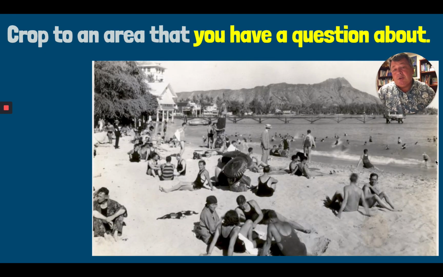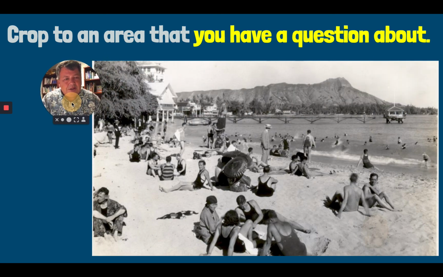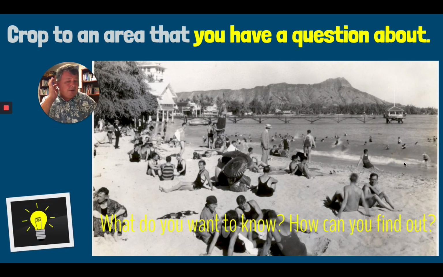Here's a great crop it question. Crop to an area that you have a question about. Maybe you've already cropped it down to that man in the hat. Maybe you've cropped it down to that building at the end of the pier. Maybe you've cropped to the pier itself. And maybe your question is, hey, does that pier still exist? Now, this is a great crop it question because it allows students to show an area of something they want to know more about. And then also to be a historian now and ask, how can I figure out what the answer to my question is?